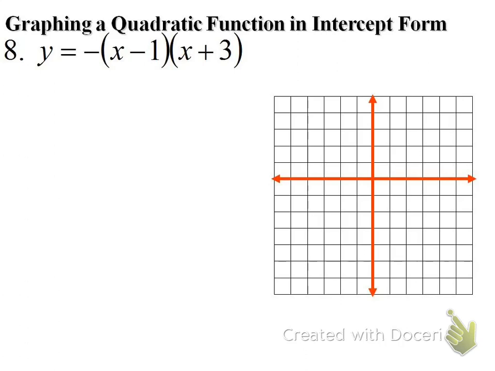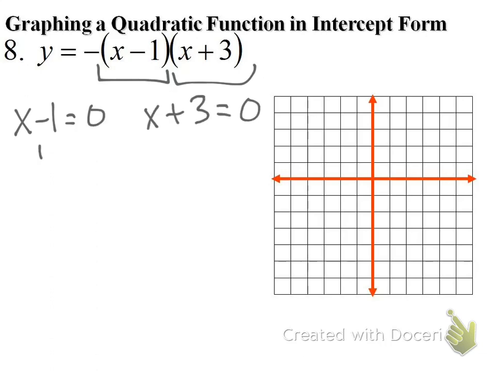So this is definitely an intercept form, and I can tell because I have 2 sets of parentheses with x's in them. How do I find my x-intercepts? Yeah, set the parentheses equal to 0. So I'll have x minus 1 equals 0. I'll have x plus 3 equals 0. So I'm going to have an x-intercept at 1 and an x-intercept at negative 3.